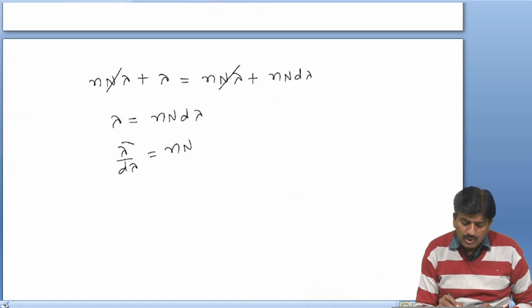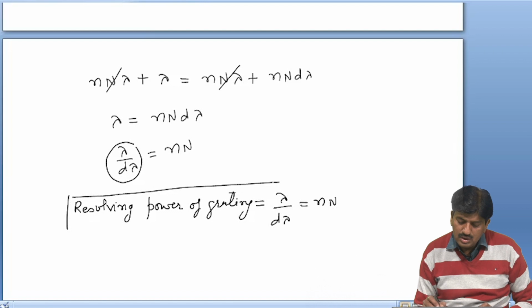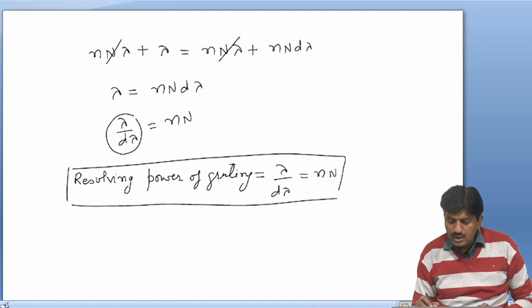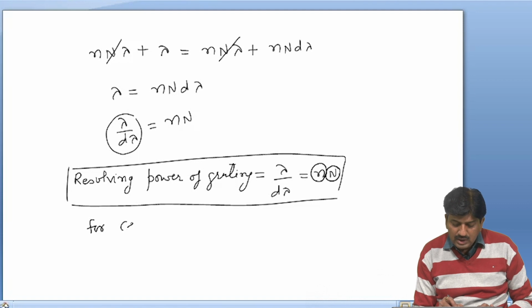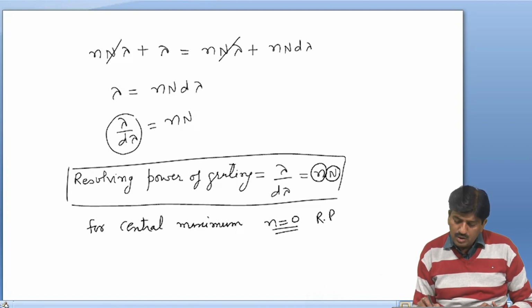And we know that lambda upon d lambda represents the resolving power of the grating. So lambda upon d lambda equals n times N. This is the resolving power of the grating. Thus the resolving power of a grating is equal to the product of the order of the spectrum and the total number of ruling lines on the grating. For the central maximum, n becomes equal to 0 at the center. It means the resolving power of the grating is also 0 at the central maximum.